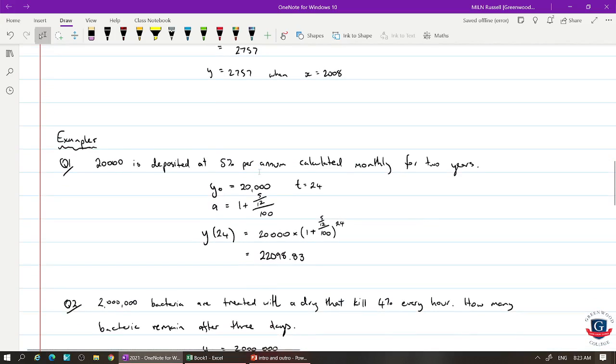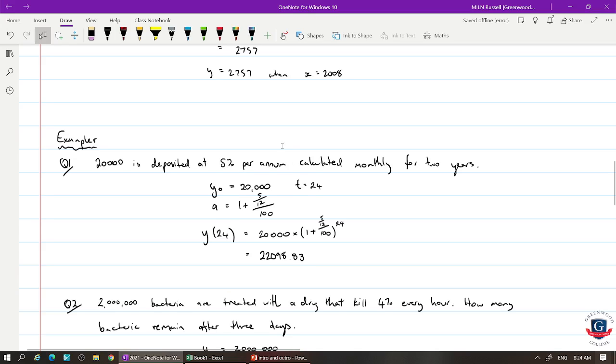It's a feature of growth and decay. So, let's look at some simpler examples. That's probably the most difficult one we'll do today. Question 1. $20,000 is deposited at 5% per annum, calculated monthly for 2 years. Stick $20,000 into the initial amount. Now we've got to be careful because it's calculated monthly, so it's going to compound every month. So we're going to have 24 compounds, 12 each year. So T will be 24 when it's finished.